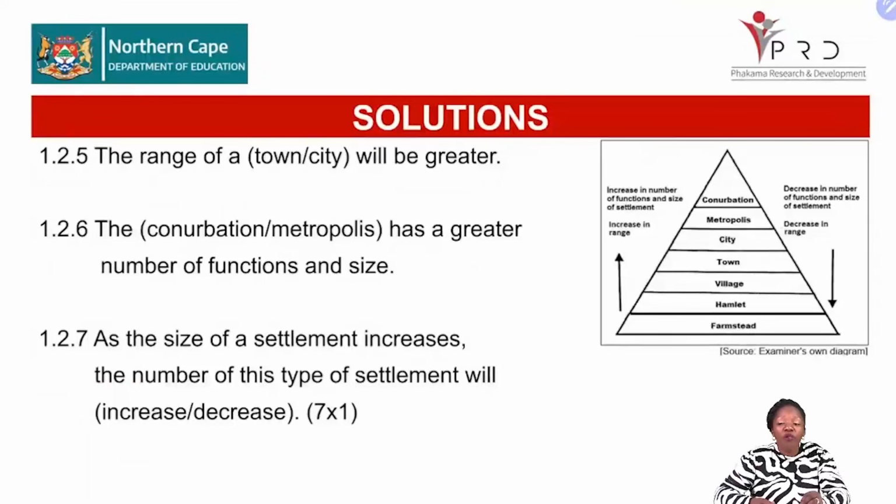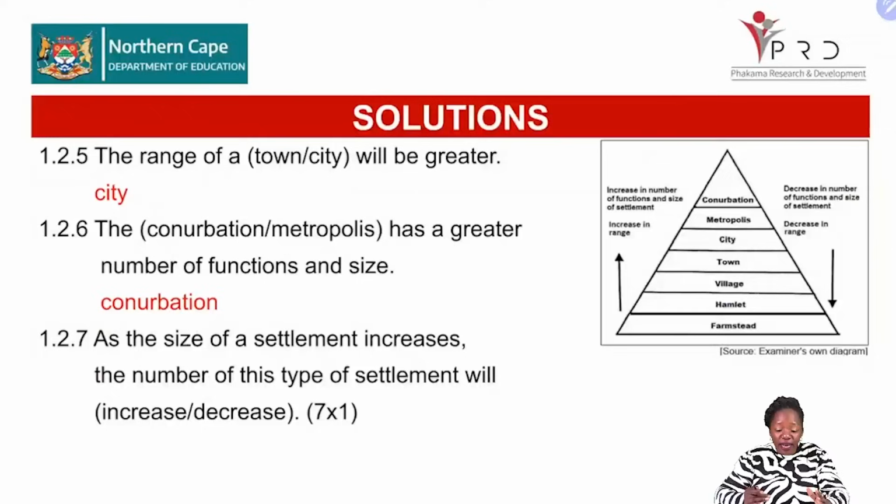Then your 1.2.5, the range of a town or city will be greater. So a range of a city. Remember, the town is the smallest settlement in the urban area, so there are only a few services. When it comes to the city, it has a wider range because you will get more services in the city. Then your 1.2.6, the conurbation or metropolis has a greater number of functions as well as size.